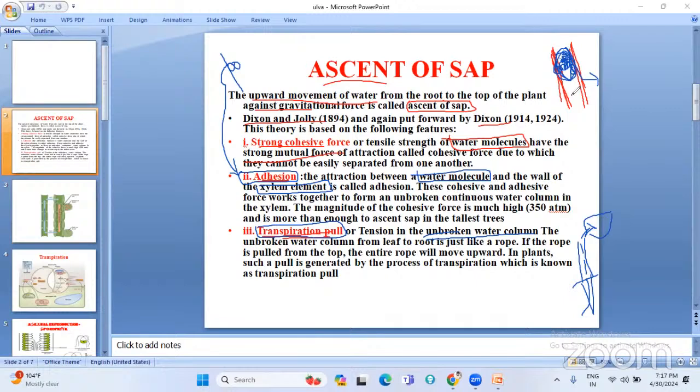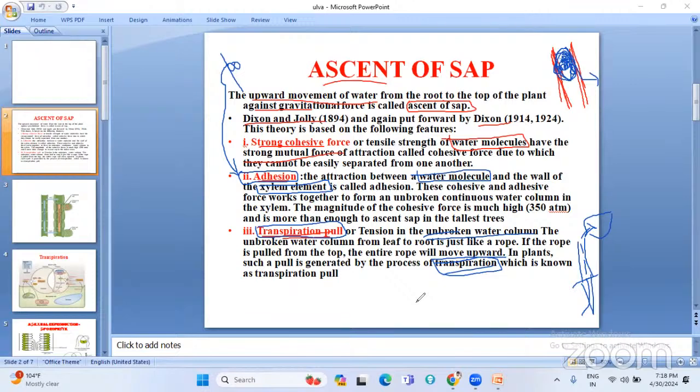This water column is pulled in the upright direction by transpiration pull, the third aspect. So the entire column will move upwards. In plants, such a pull is generated by the process of transpiration. What is transpiration?